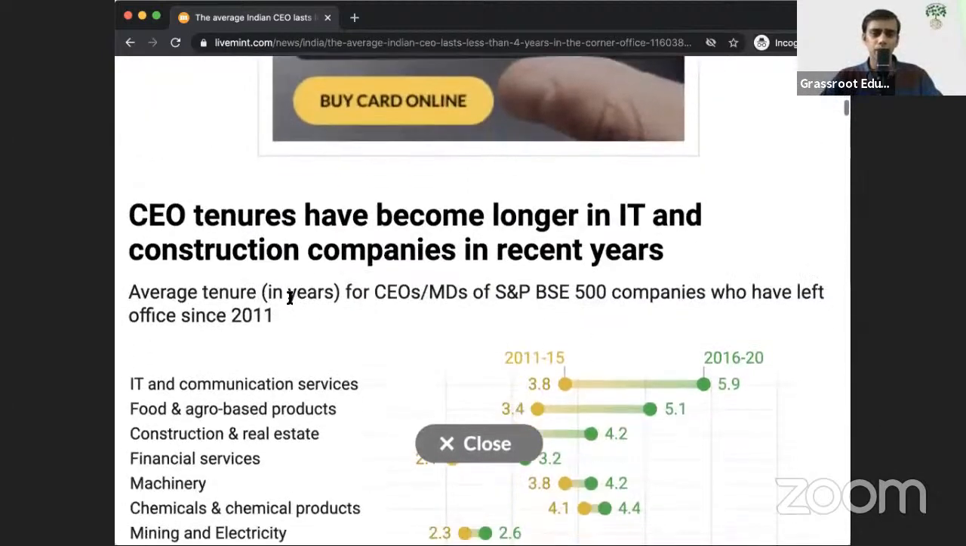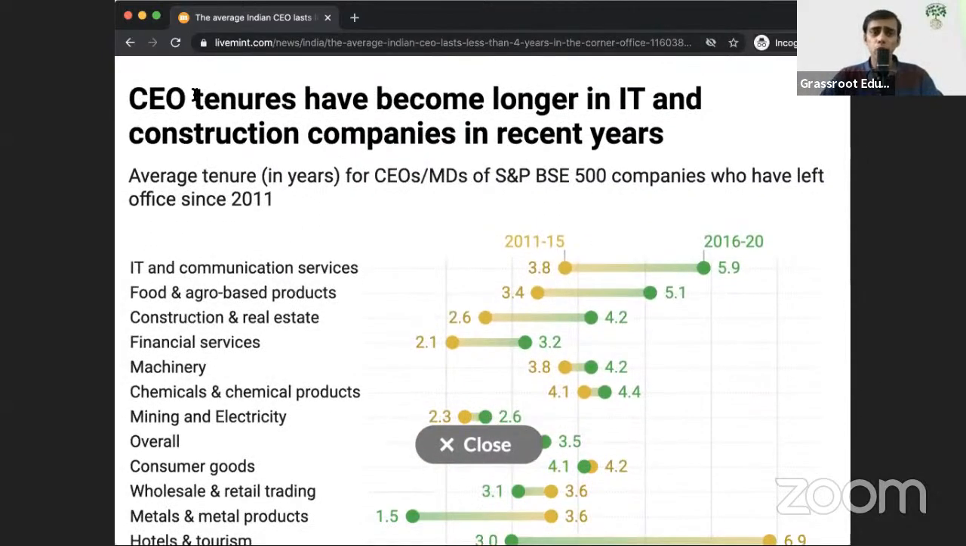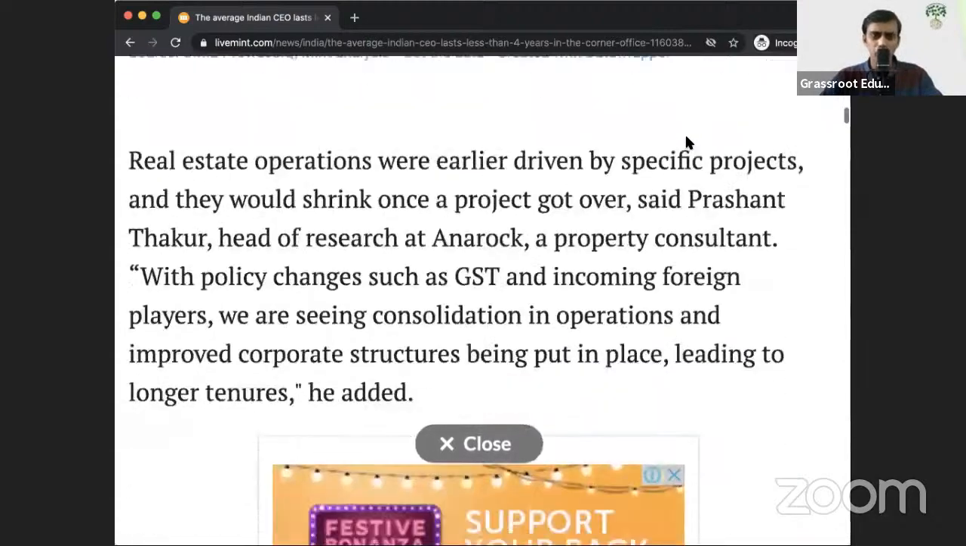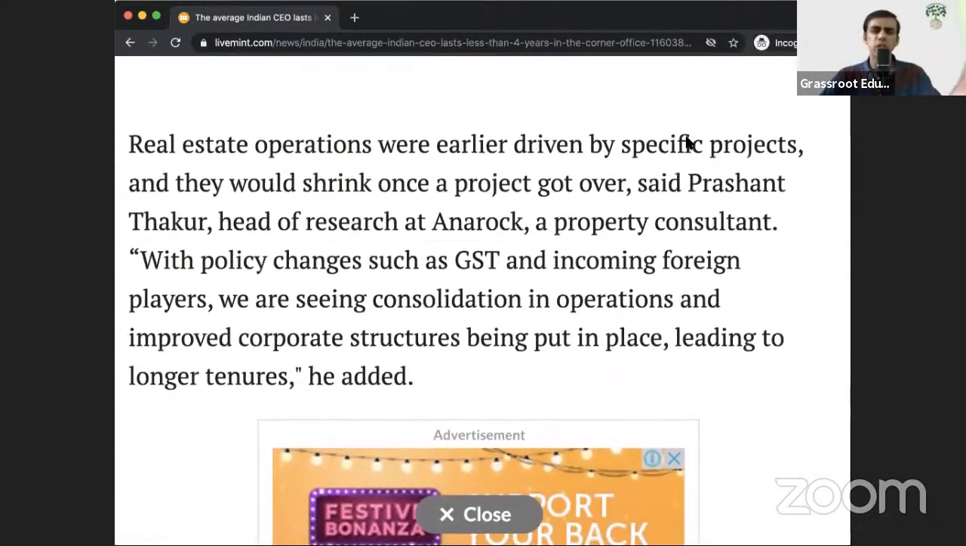Okay, let's see. Another important piece of information, CEO tenures have become longer in IT and construction companies in the recent years. Okay. What do you mean by recent years? The last few years. If I say in the recent years something has happened, maybe I mean the last 5 years or so. Okay, that's the meaning.